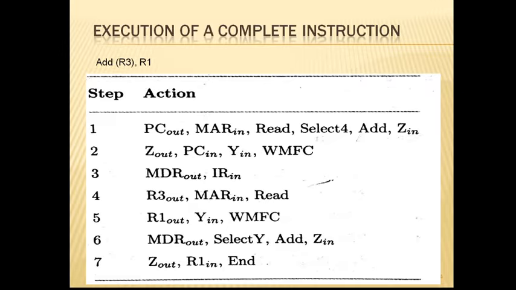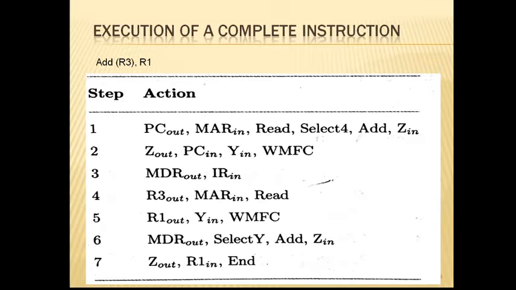Next, coming to step 4, the instruction decoding circuit will interpret the contents of the IR at the beginning of step 4. So what is step 4? It is R3 out, MAR in, read. So this is going to enable the control circuitry to activate the control signals for the remaining steps, that is from step 4 through step 7, which is going to constitute the execution phase. The first 3 steps constitute the fetch phase. The remaining 4 steps constitute the execution phase.